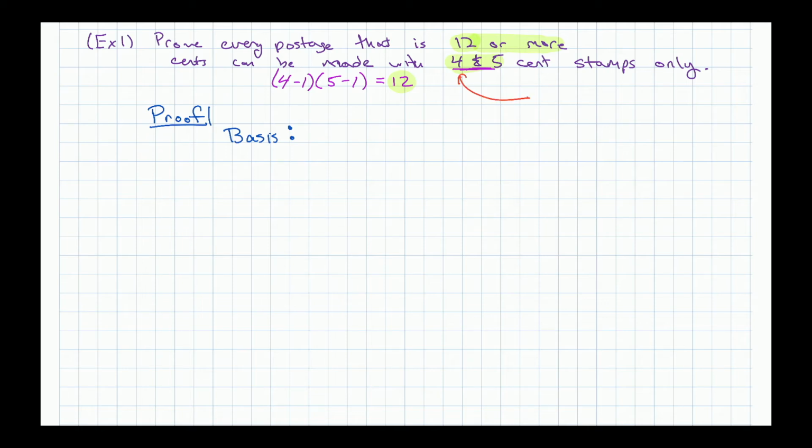So if your low stamp value is 4, lowest value is 4, then we need to have 4 values in your basis step.